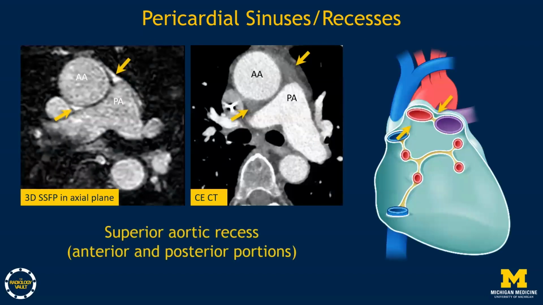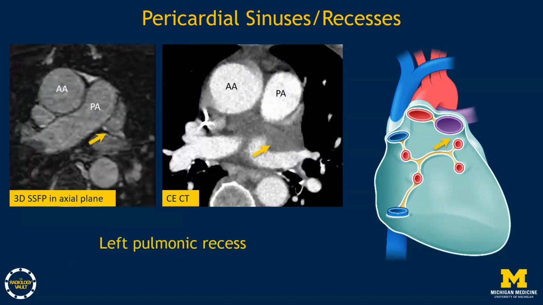The first recess is the superior aortic recess. The image on the left is an axial MRI image, and the one on the right is a contrast-enhanced CT image. On these two images, the sinus appears as a triangular-shaped structure with fluid density or signal intensity, and it has an anterior and posterior portions. Note that it does not enhance on post-contrast scan.